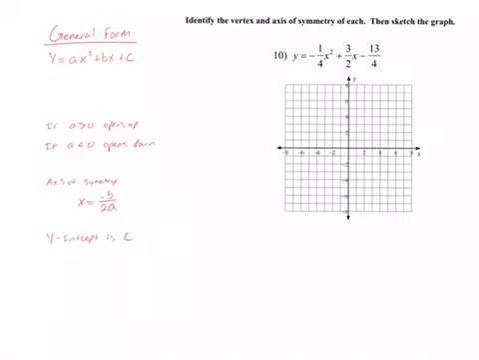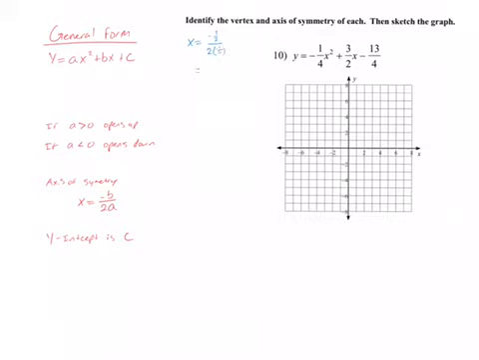So let's see if we can start finding some of this information. First of all, we know that this one's going to be opening downwards because this number is negative. So let's see if we can find the axis of symmetry. So x is going to equal negative b, which in my case is negative 3/2, divided by 2 times a, which is negative 1/4.